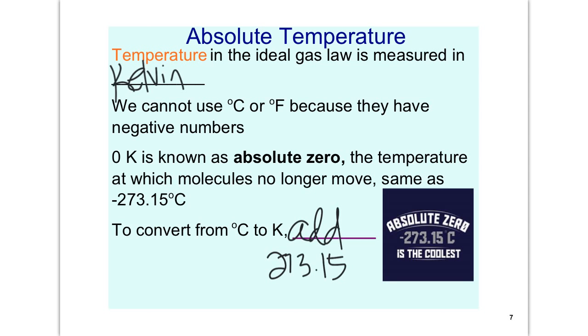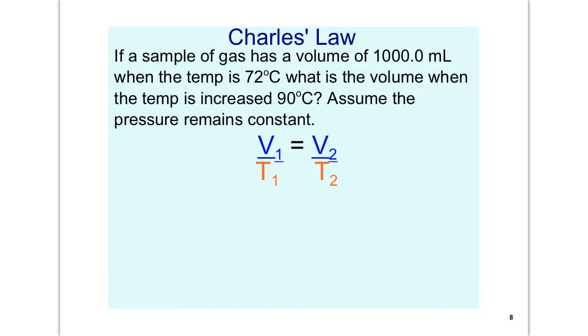Because really what 0 Kelvin is, it's the same thing as negative 273.15 degrees Celsius. So if you ever are given Celsius in a problem and you need to go to Kelvin, just add 273. And here's an example of a Charles's law problem.